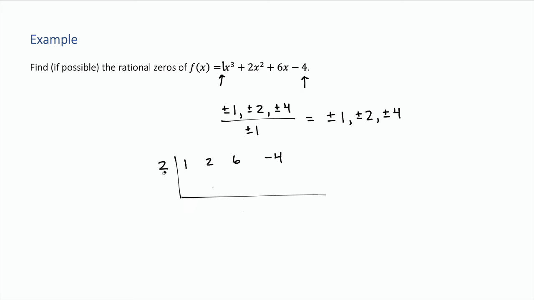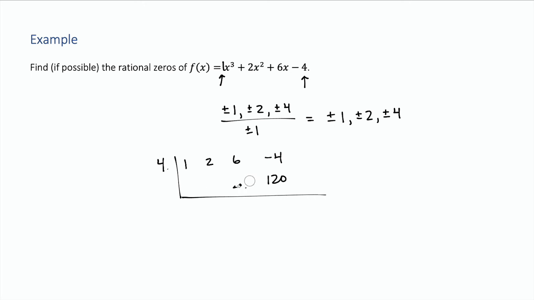Let's go to negative 2. Bring the 1 down, multiply, add. We didn't get 0, so negative 2 is not a 0. Okay, let's move on to positive 4. Bring the 1 down, multiply, add, and add. We've gotten a huge number here, so we're getting kind of crazy here. 4 is not a 0, though. We didn't get a 0 there.